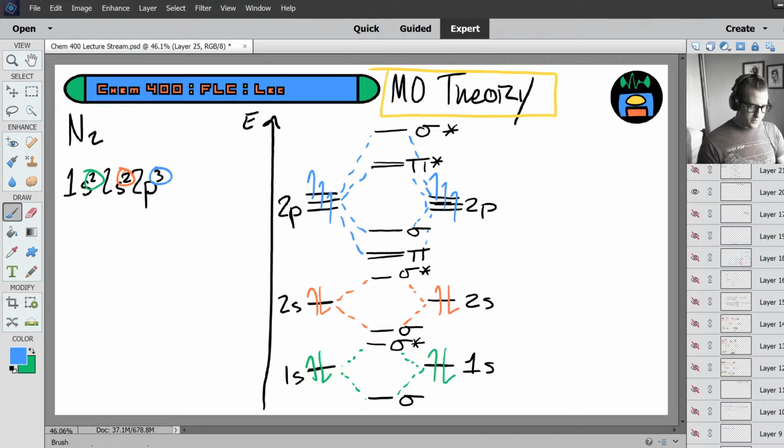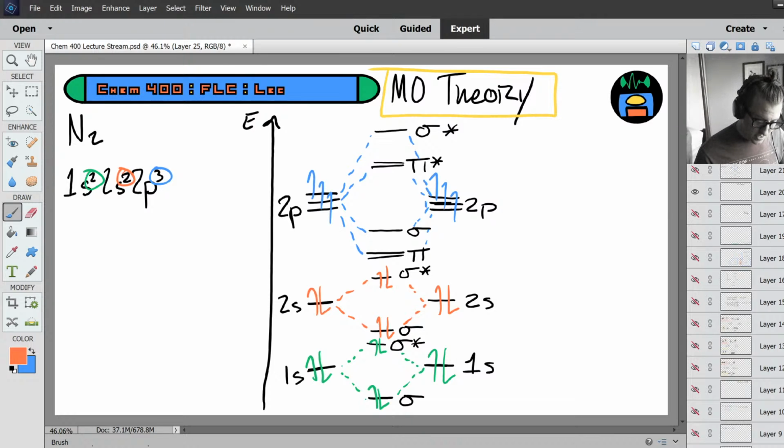All right, now let's place our electrons. We have 4 electrons in our 1s orbitals. These will be housed by the sigma and sigma star. We mixed from them. Same story with our 2s. We have 4 electrons to house, and we made a sigma and sigma star that will hold those electrons.